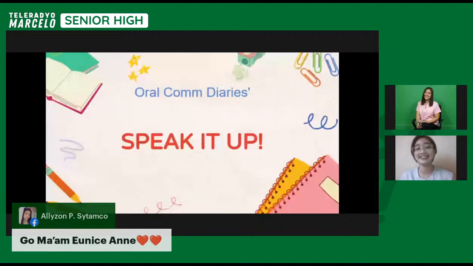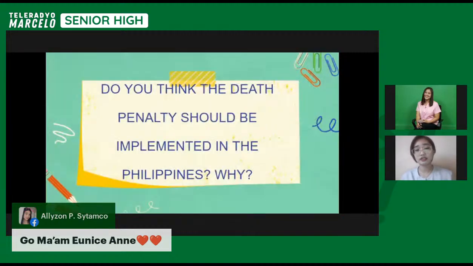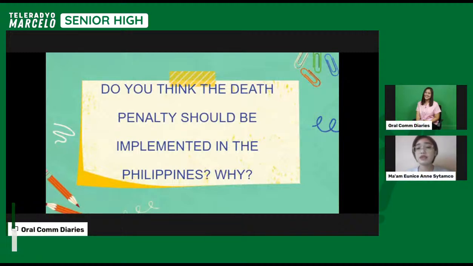Always sharp. Okay, here is your question. Do you think the death penalty should be implemented in the Philippines and why? For me, yes. However, it should be applied to grave crimes only. And a reliable justice system must be secured to ensure that the appropriate offenders will be punished without bribery involved. But if the justice system will not be improved, then that penalty must not be implemented.